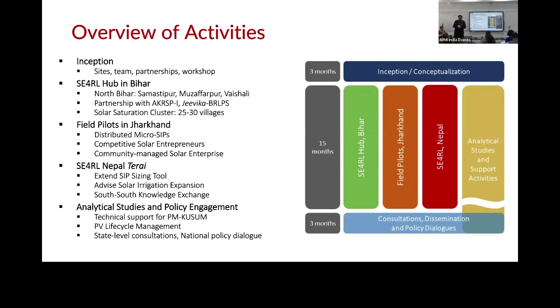Finally, in addition to this work that we'll be doing on the ground, there will be certain support studies and activities, and we'll also do some policy consultations. But one more aspect on which we hope to work is solar life cycle management. We are installing a lot of solar pumps. There are going to be solar panels. Some of the solar panels are already 10 years old.